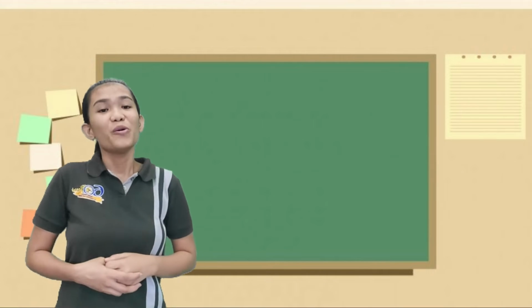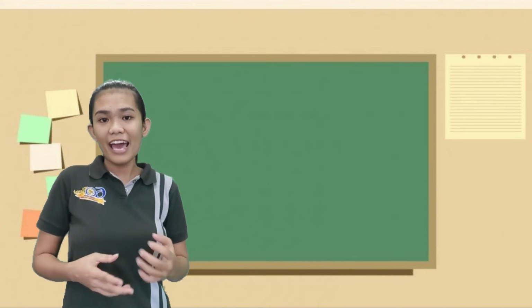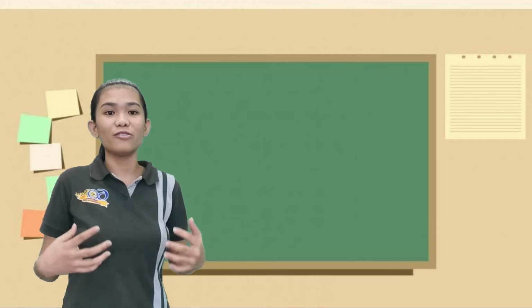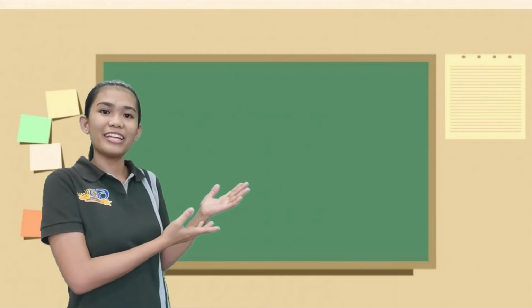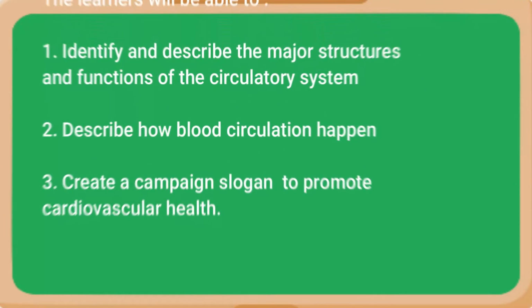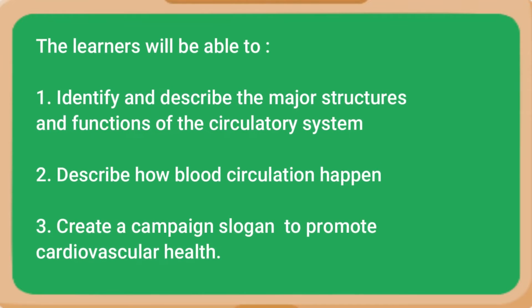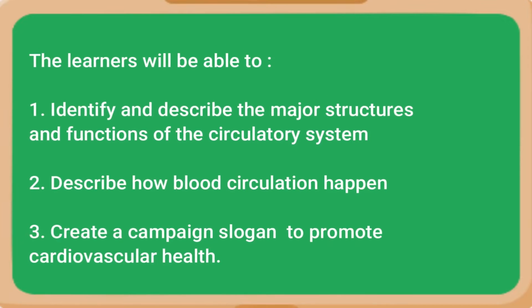In today's lesson, we will be talking about another body system that is responsible for getting in oxygen and supplying it to the different parts of our body. But before that, here are our learning objectives for this meeting. At the end of this episode, you are expected to: Number 1, identify and describe the major structures and functions of the circulatory system. Number 2, describe how blood circulation happens. And number 3, create a campaign slogan to promote cardiovascular health.